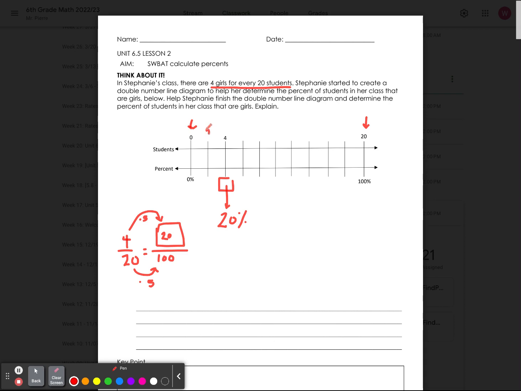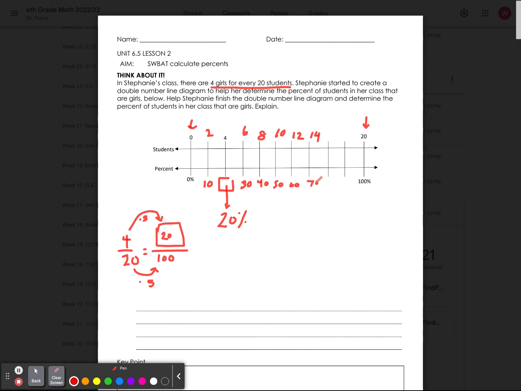So if there were only 2 girls, what percent would that be? Well, that would be 10% because half of 4 is 2. Half of 20% would be 10%. So if we added another 2 girls, that would be 6. This would give us another 10%, which would be 30%. If this were 8, this would be 40%. If this were 10, this would be 50%. If this were 12, this would be 60%. 14, this would be 70%.